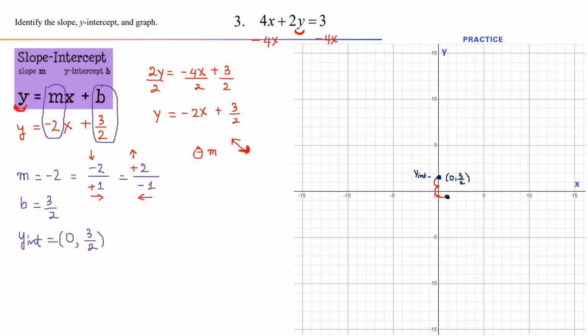So now we connect them. We'll have something that looks like that. And it looks like this one. So we are about right.